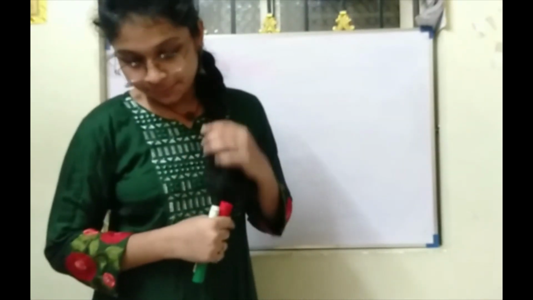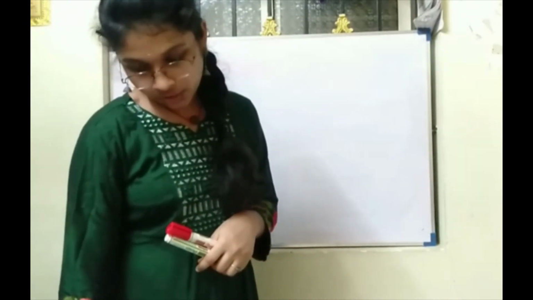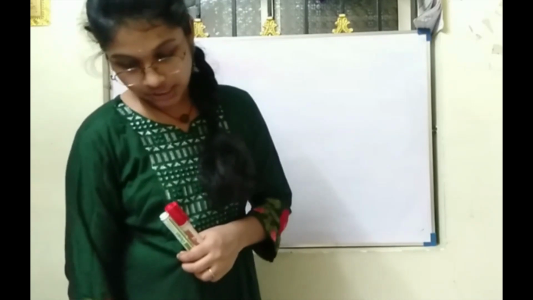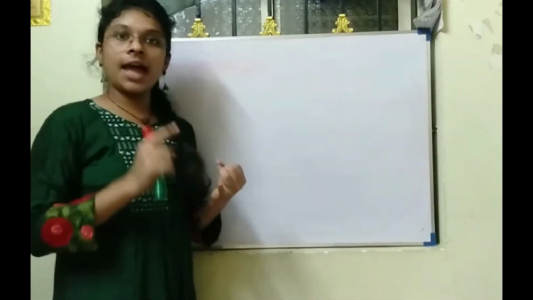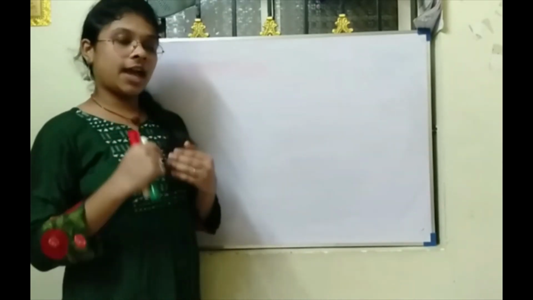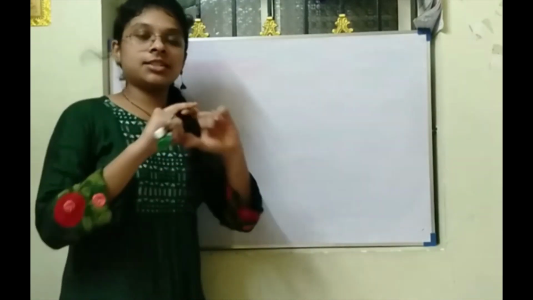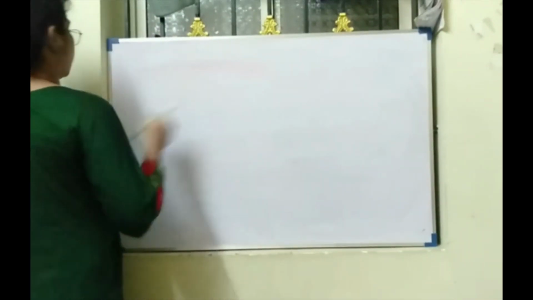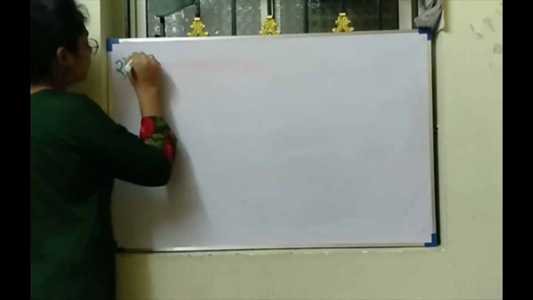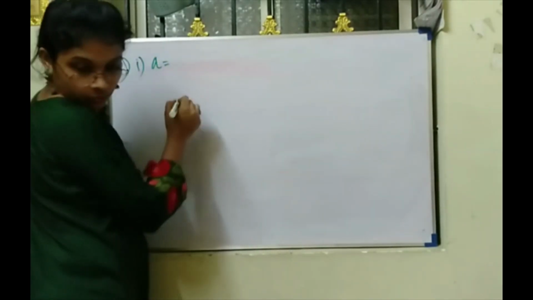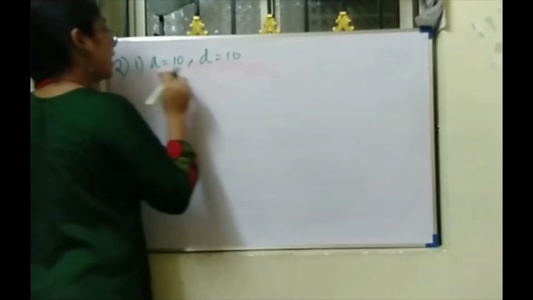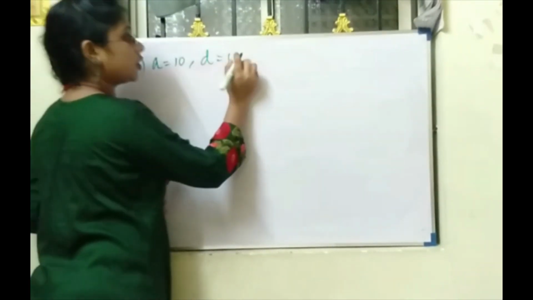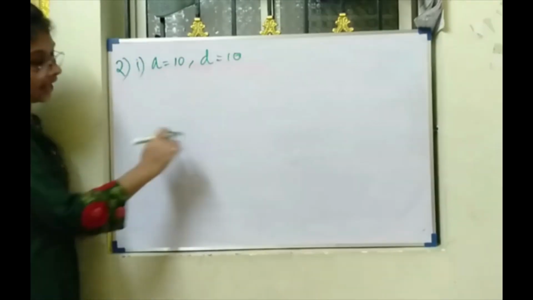The question is, write the first four terms of the AP when the first term A and the common difference D are given as follows. So they have given the first term and the common difference. So now we have to find the AP, the sequence. Now let's move on to the first part. A is equal to 10 and D is also equal to 10. So now let's find the AP.